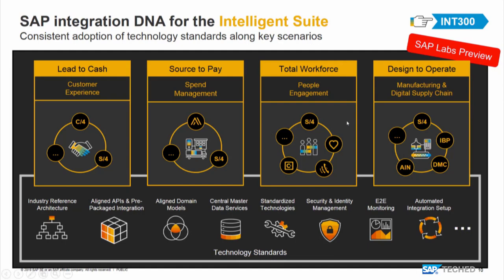And then under people management, of course, you have some S/4 for time management, for example, but also SuccessFactors, Fieldglass again, and Concur for the time management and the travel management, right? And then in Design to Operate, you have all kinds of other applications of the SAP brand.